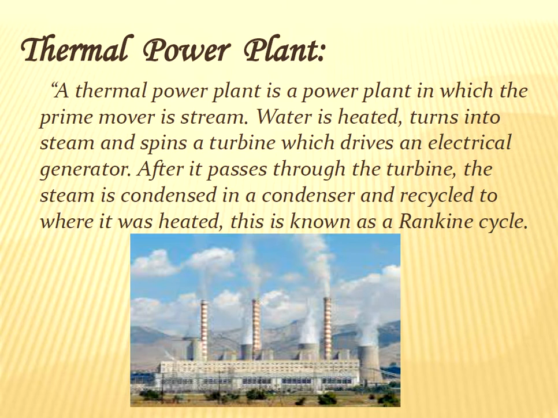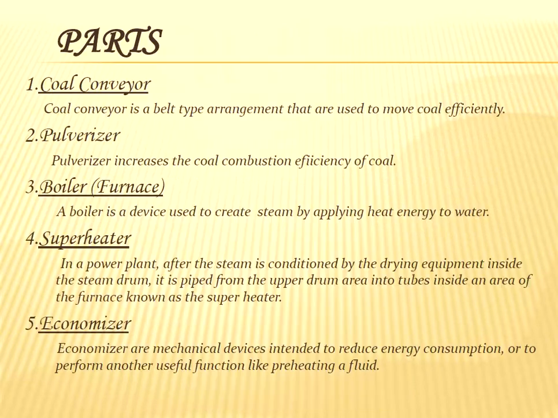A thermal power plant is a power plant which works on steam. Water is heated, and the boiler is used to convert this water into steam, and the steam is passed through the turbine, and the turbine rotates. After the turbine, the steam is cooled, condensed, and recycled. This particular energy cycle used here is called the Rankine cycle. We will learn about the Rankine cycle in detail.